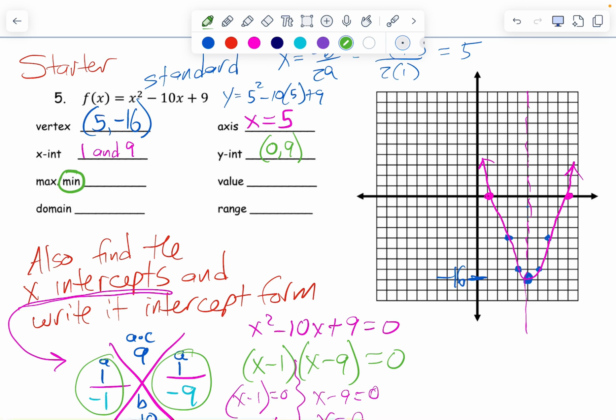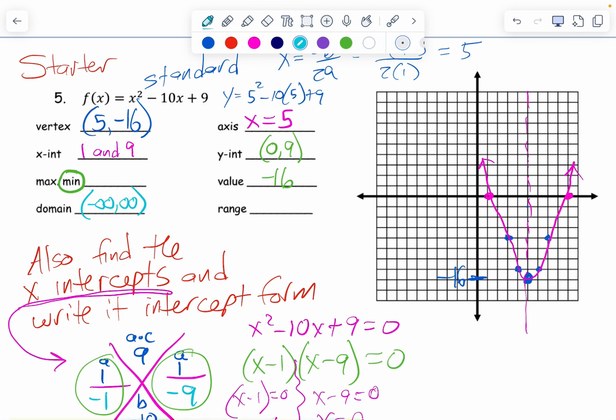Yeah, Troy? Yeah, if A is positive, like this one, it has a minimum. If A is negative and it's flipped over, then it has a max. Okay, what is the y value? That's what we're asking for on value. -16. Okay, domain for this. Yep, infinite, negative infinity to infinity.